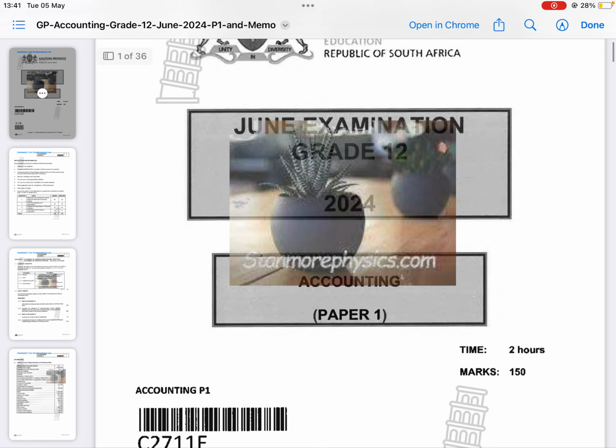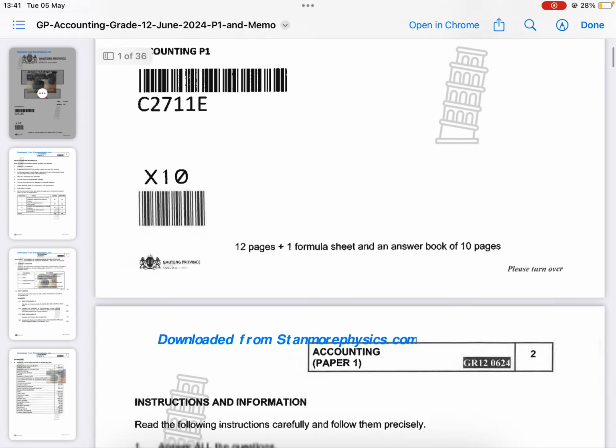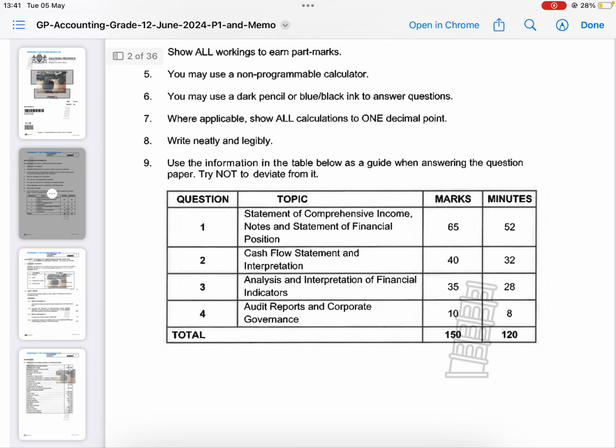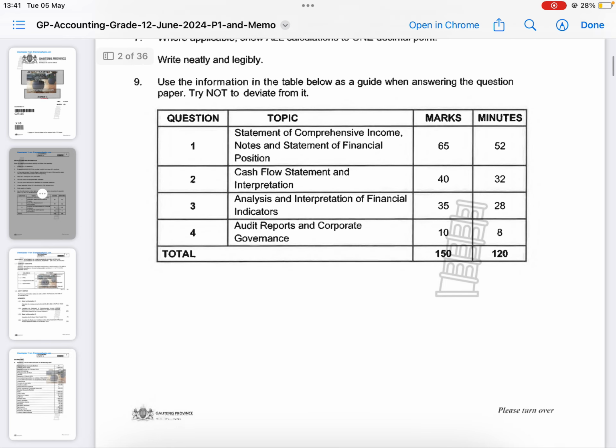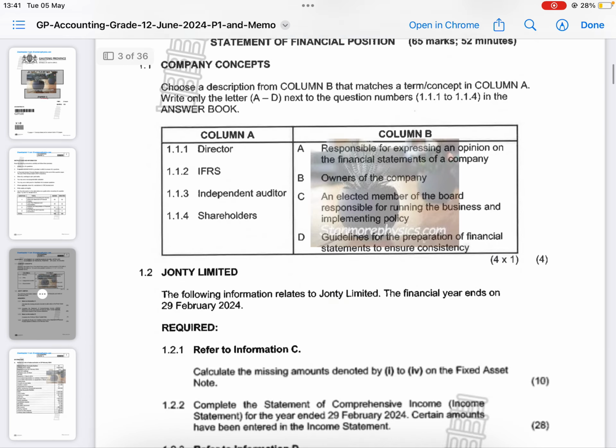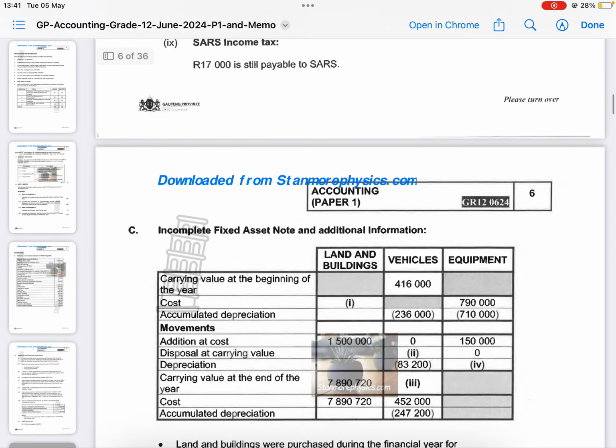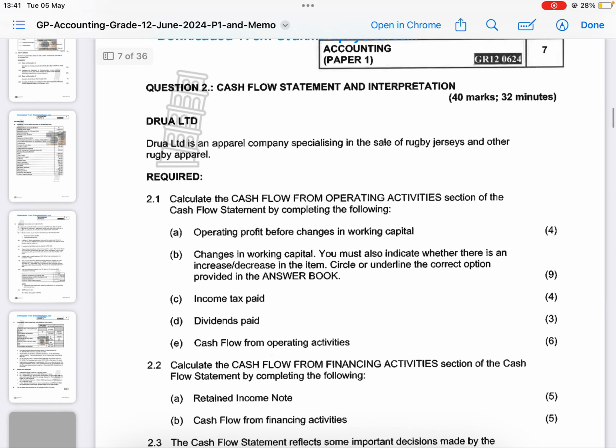So I'm going to use the Gauteng June examination 2024, paper 1. So let's check. It was question 2, an interpretation question, 40 marks, 32 minutes. I'm going to question 2.